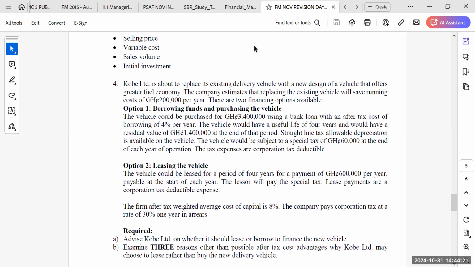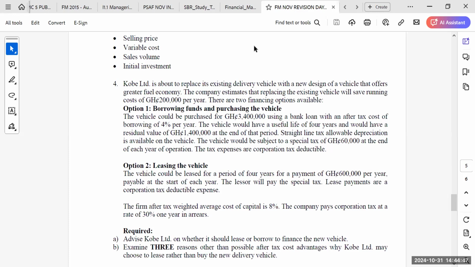The vehicle would have a useful life of 4 years and will have a residual value of 1.4 million at the end of that period. Straight line tax allowable depreciation is available on the vehicle. The vehicle will be subject to a special tax of 60 at the end of each year of operation. The tax expenses are corporation tax deductible.